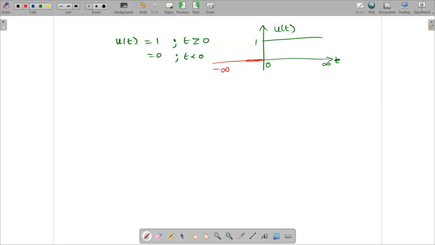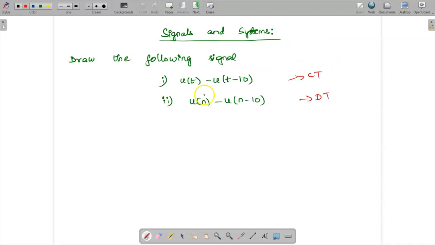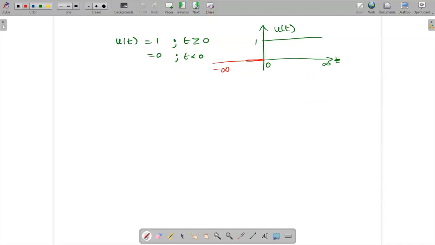So the given question is u of t minus u of t minus 10. You have to find out first what is u of t minus 10. From the signal we can find this out, that is we have to shift the signal u of t and determine what is u of t minus 10.